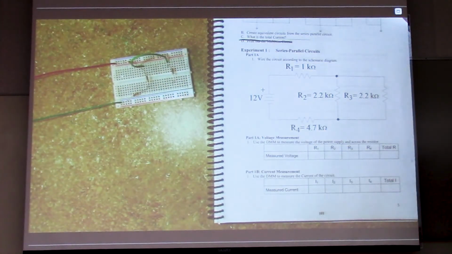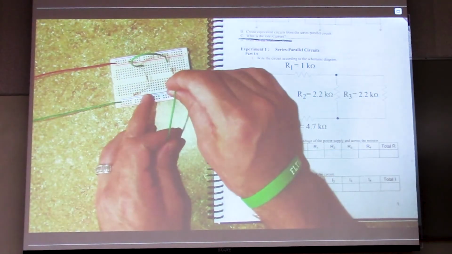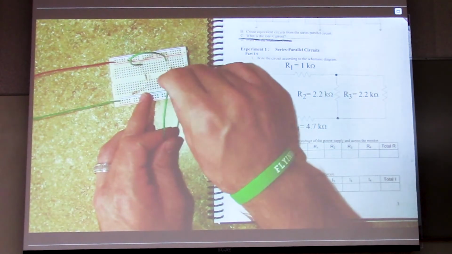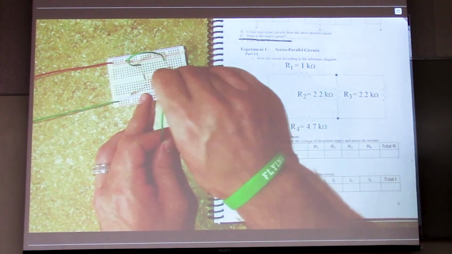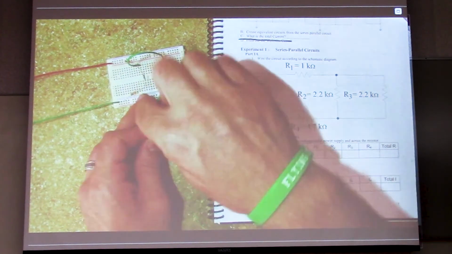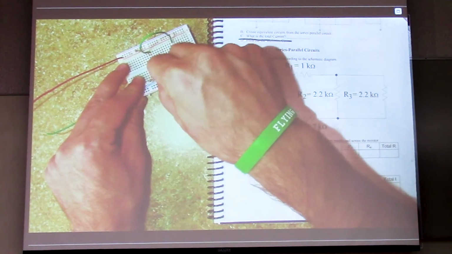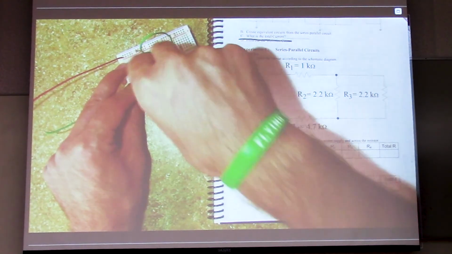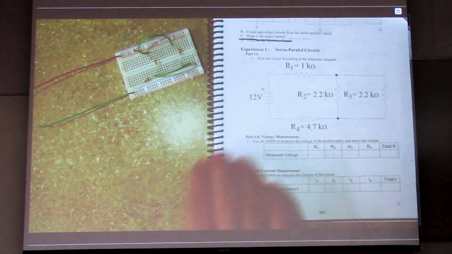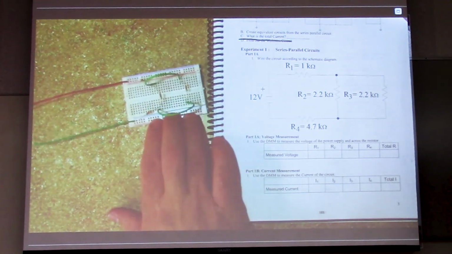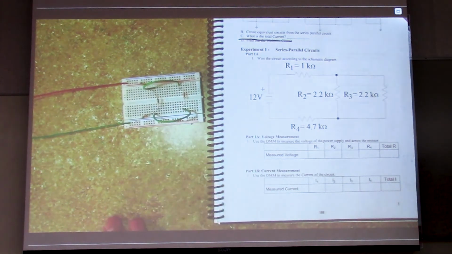And then I'll take one more jumper wire to make this connection from the bottom of R3 to the bottom of R2. So I'll put one side of the jumper wire in the bottom of R3, and then the other side of the jumper wire next to the bottom of R2. And that's my circuit. Any questions about that?